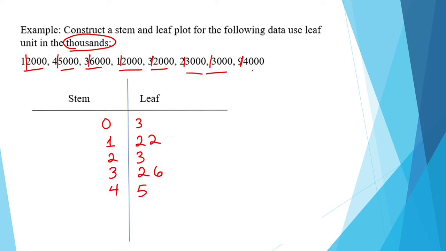And now we don't have any number that is in the 50,000s range, so we're going to just continue to the next number, which is 94,000. We'll put a 9 for the stem, and the leaf is 4. And this is our stem and leaf plot for digits in the thousands.